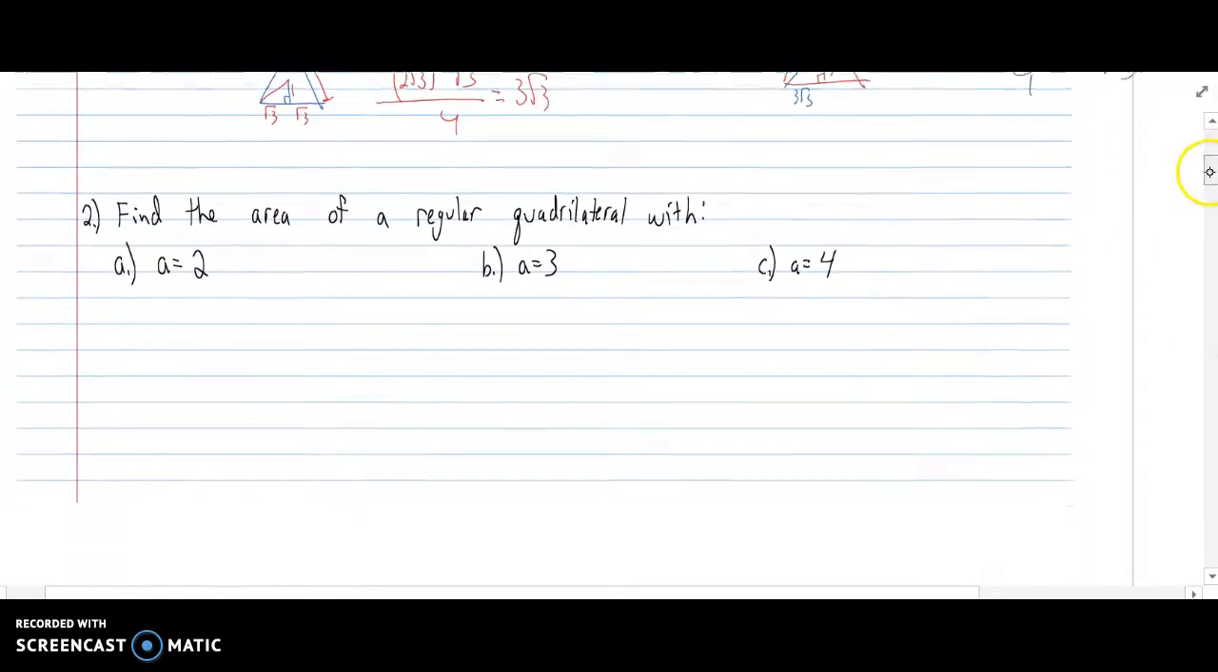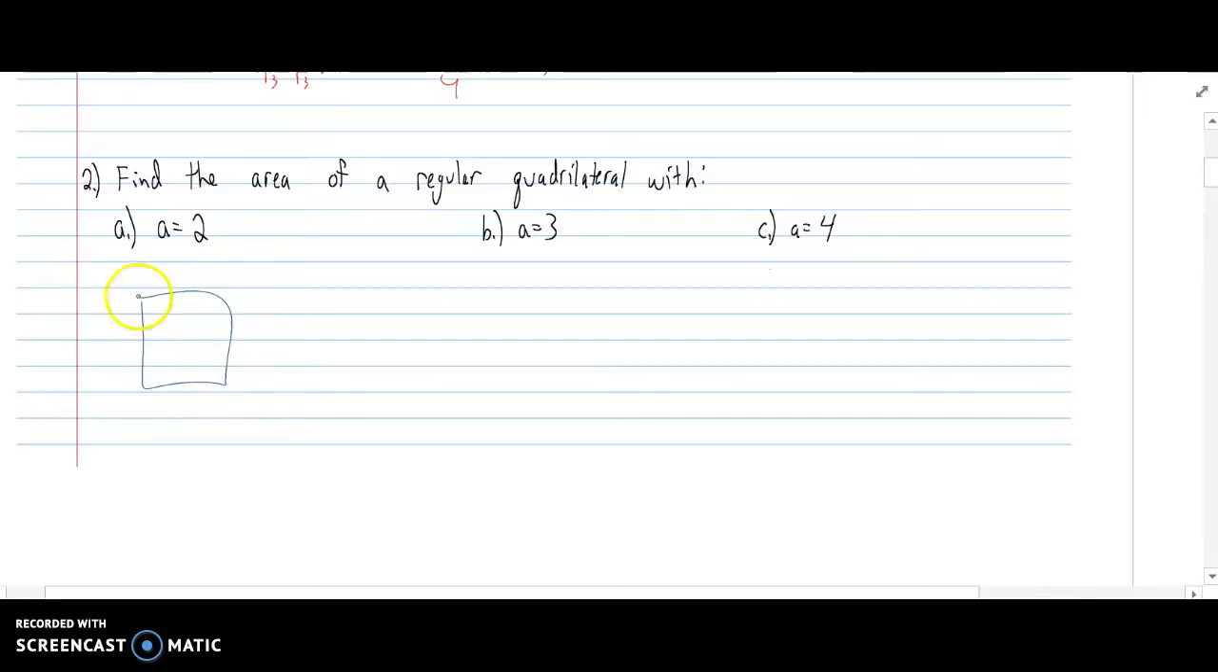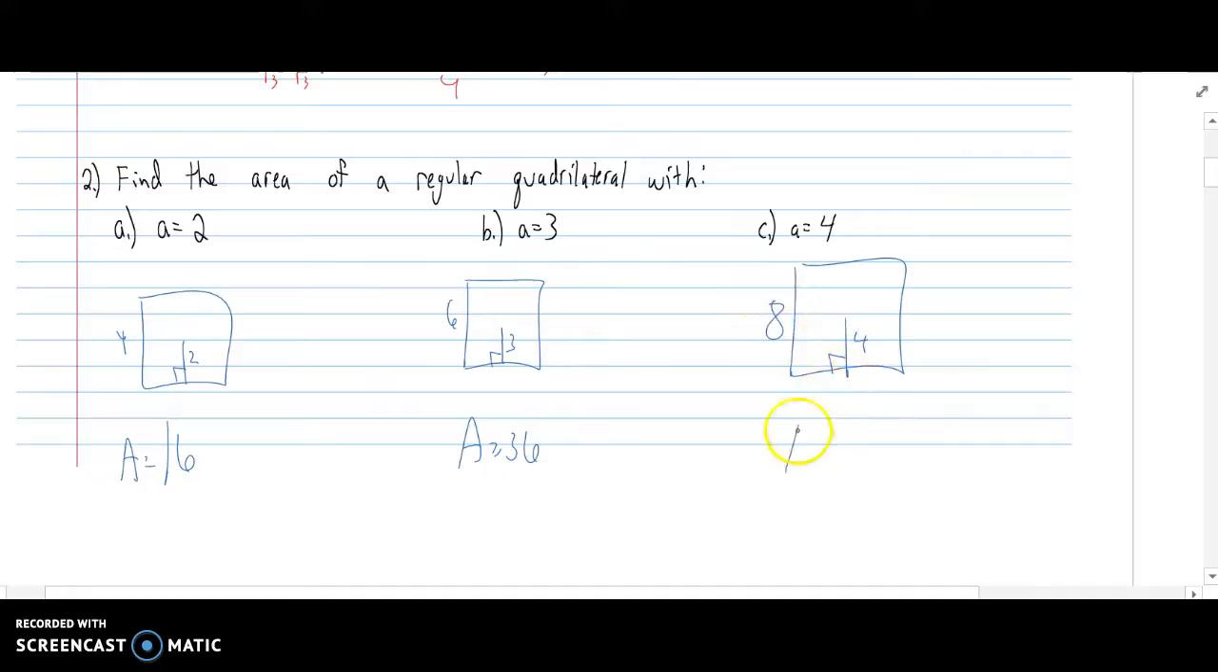If we have a regular quadrilateral, the apothem is 2. Normally we don't talk about the apothem of a square. That means that each side of the square is equal to 4. So then the area is equal to 16. And the next one, if the apothem is 3, then each side is 6, so our area is 36. And the last one, if the apothem is 4, each side is 8, so the area is 64.